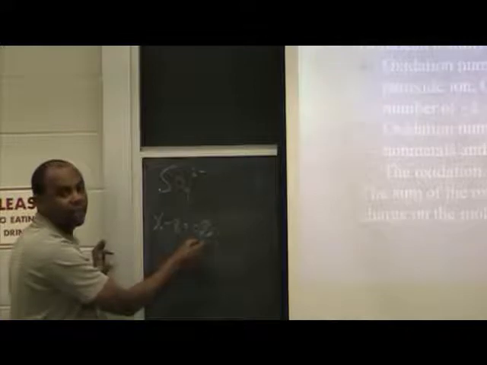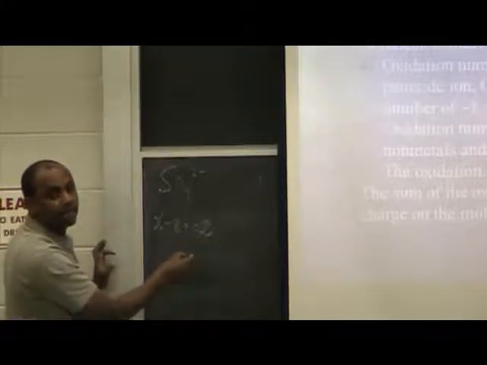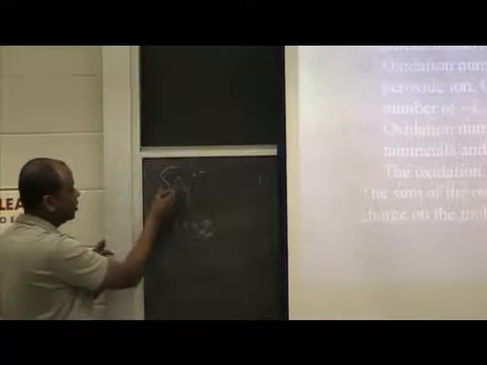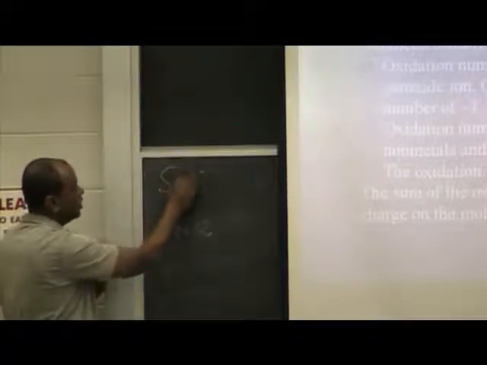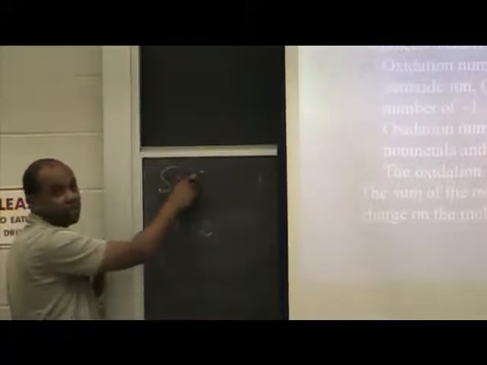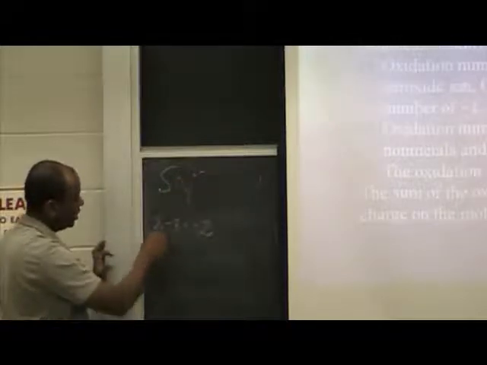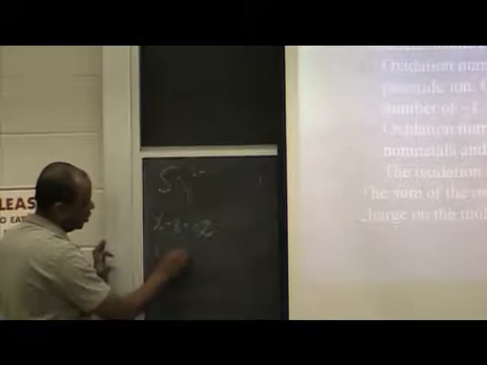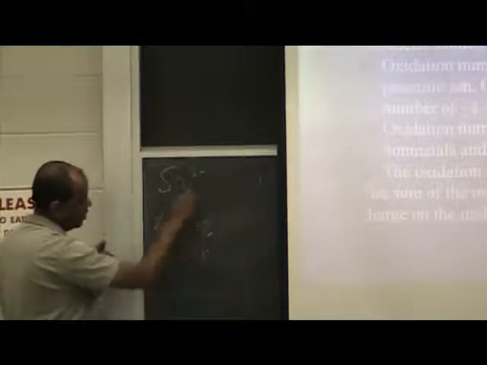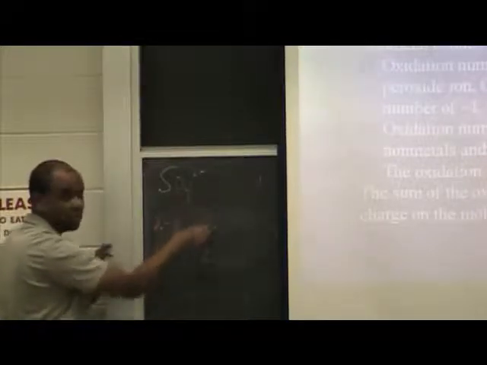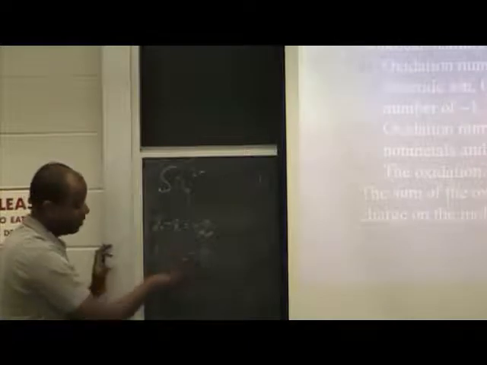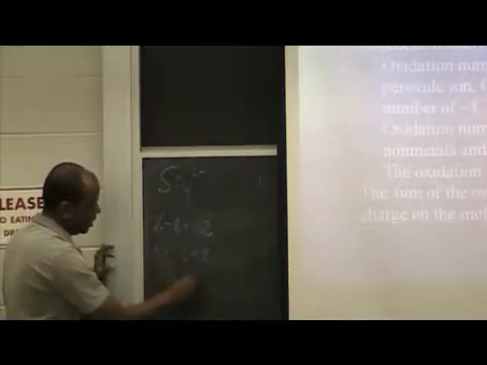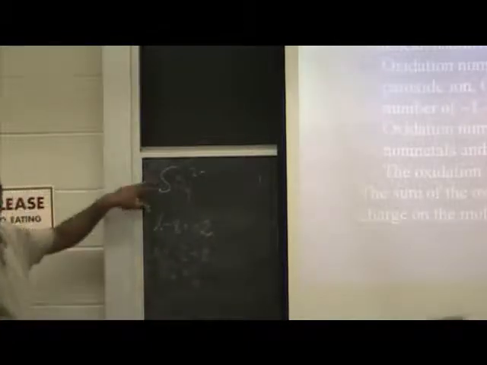So in every polyatomic ion, the sum of the oxidation numbers is going to be the net ionic charge. In this case, we have minus 2, so x will be minus 2 plus 8. When you do the mathematics, you move the minus 8 to the right side. So x is going to be plus 6. That is the oxidation number for sulfur.